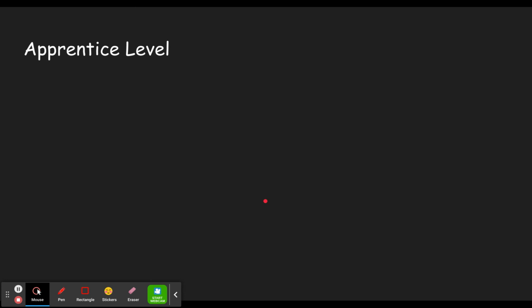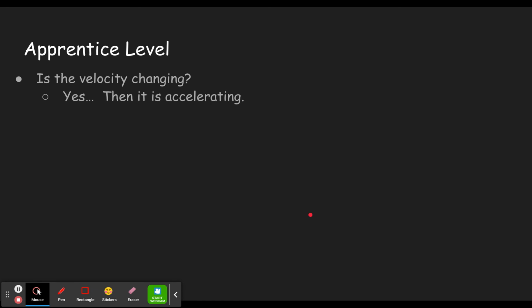So in the apprentice level, you are just trying to figure out, is the velocity changing? Because it asks you, is it accelerating? If the velocity is changing, then yes, it's accelerating. Now, keep in mind, in an English class or in a novel, accelerating would mean it's speeding up, and decelerating would mean it's slowing down. Here we deal with the slowing down with a negative sign. We're dealing with direction, but all of it is called accelerating. So if the velocity is changing, no matter what, then it's accelerating. If it is not, then it is not accelerating.